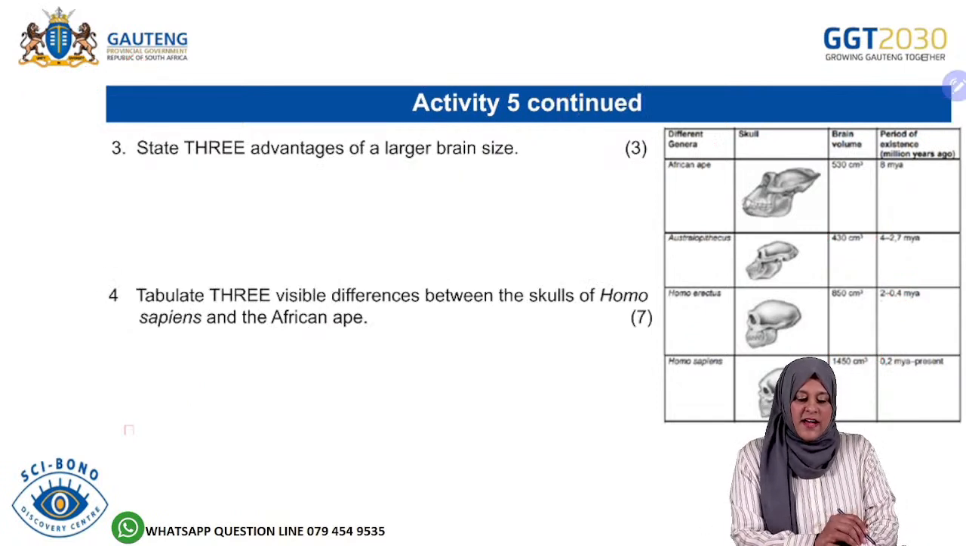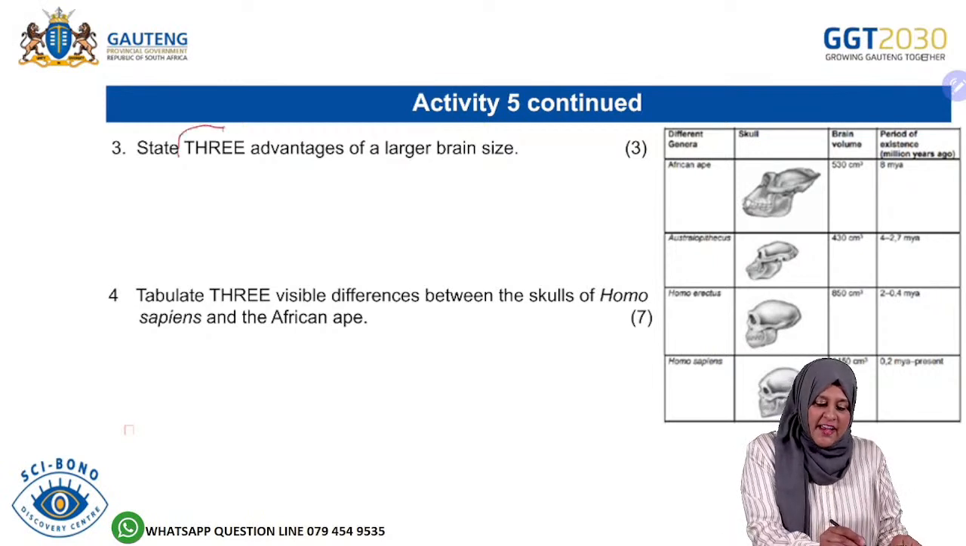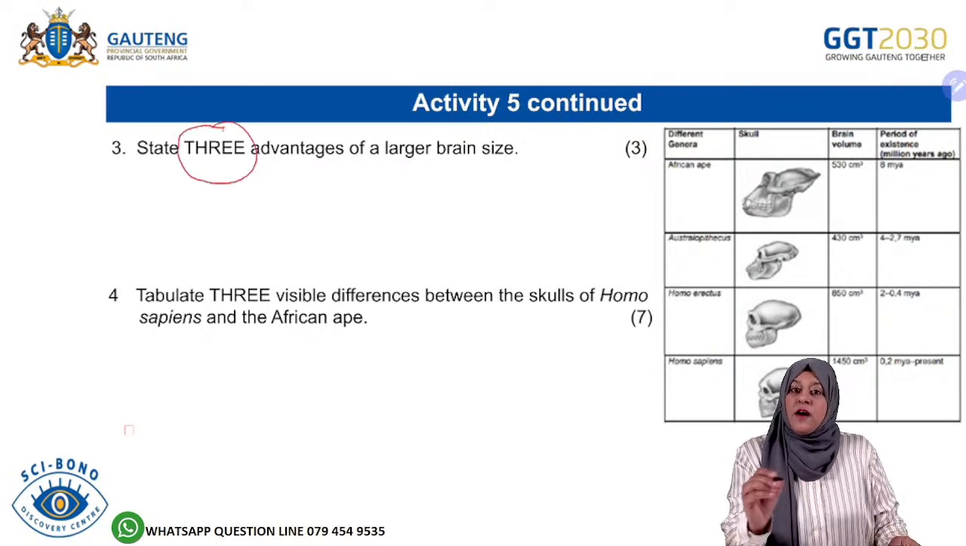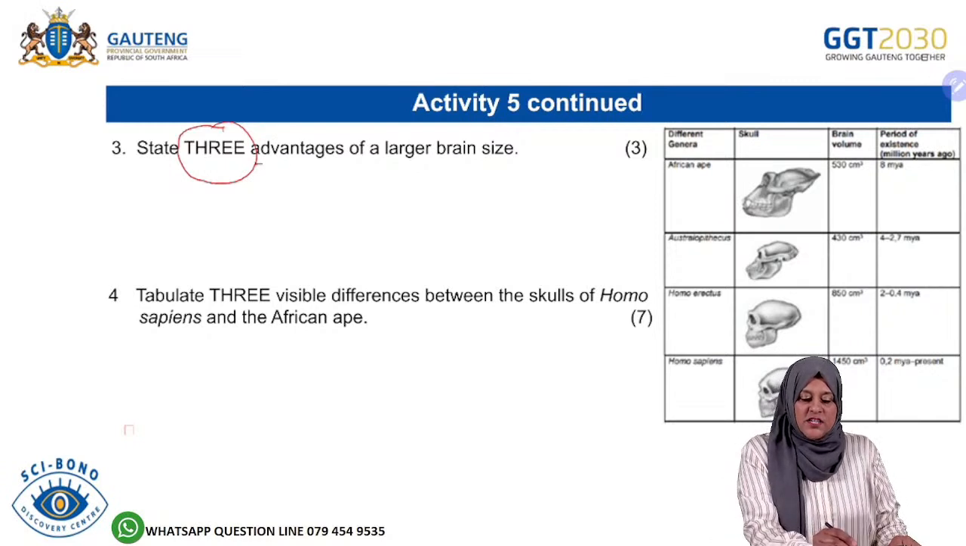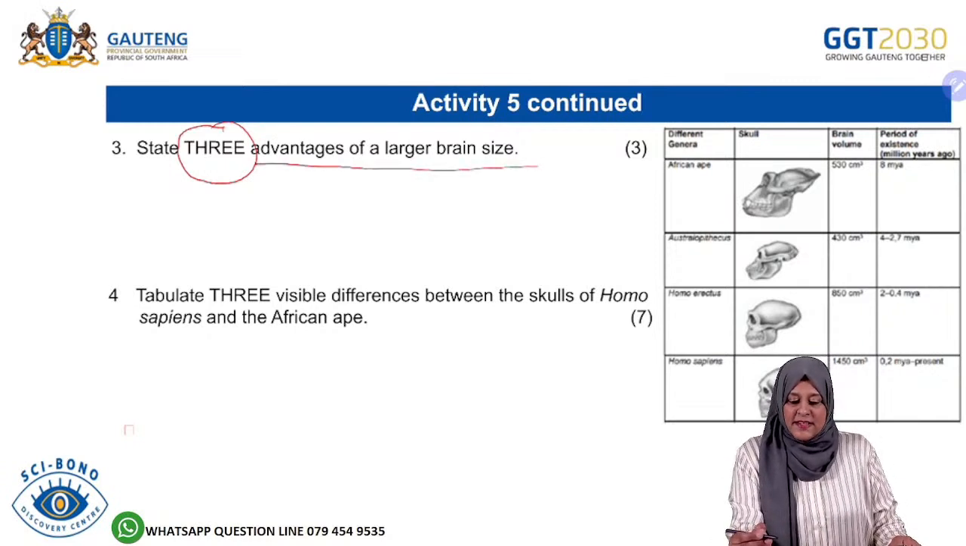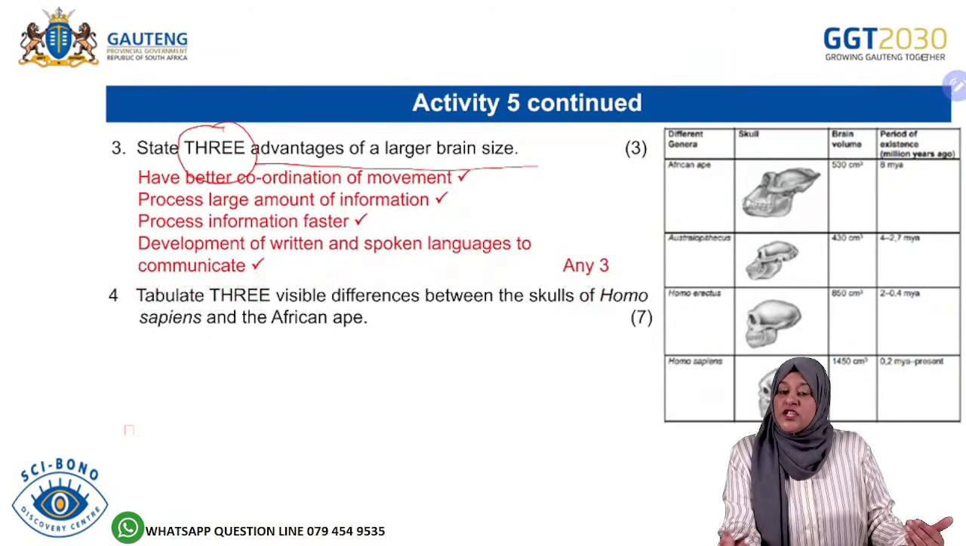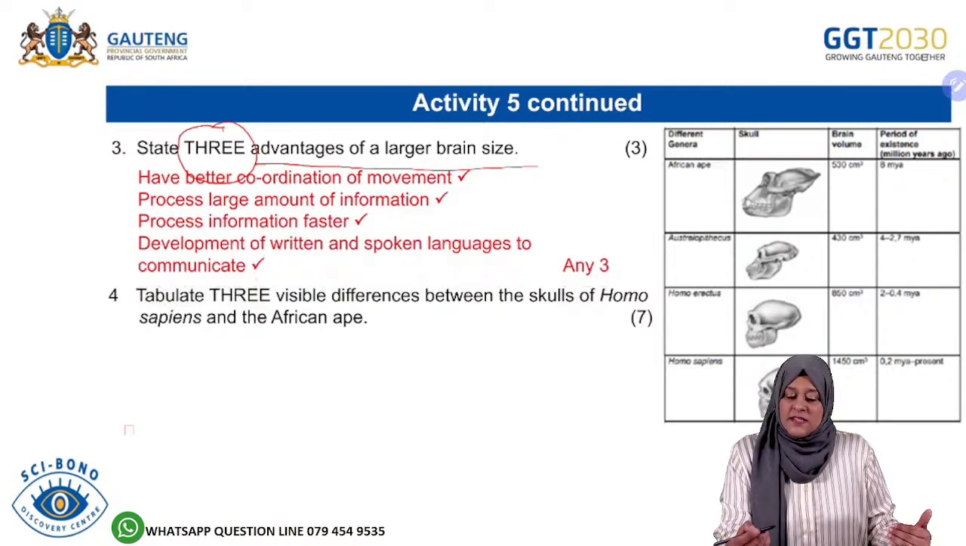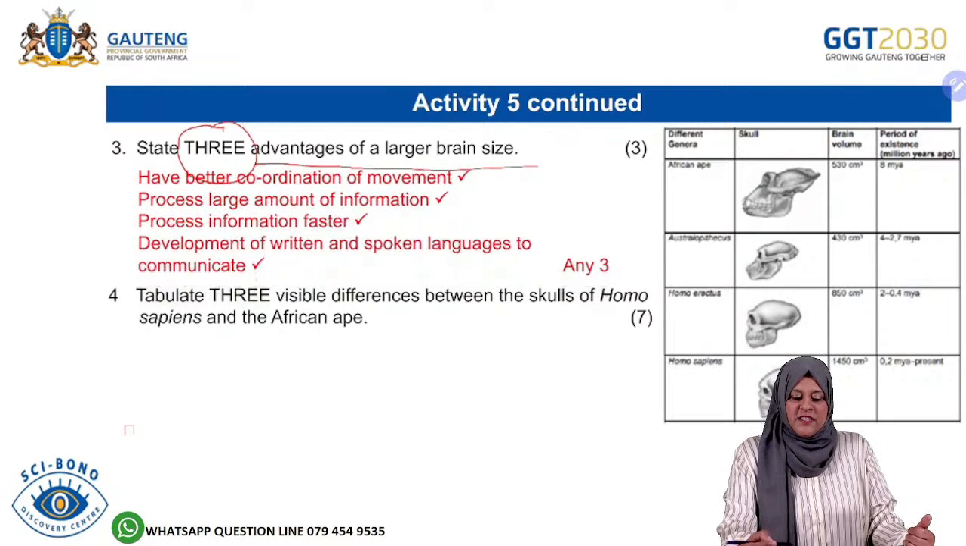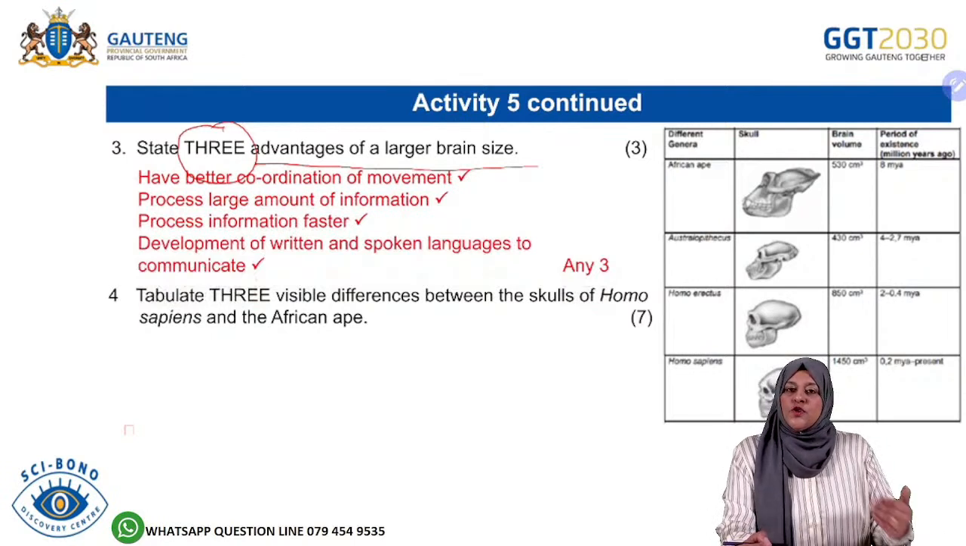Right, activity 5 continued. State 3 advantages. Again, we're asking you for 3. We're going to mark the first 3 advantages of a larger brain size. What could the advantage be? Have a better coordination of movement, process large amounts of information, process the information much faster, right? Development of written and spoken languages to communicate.